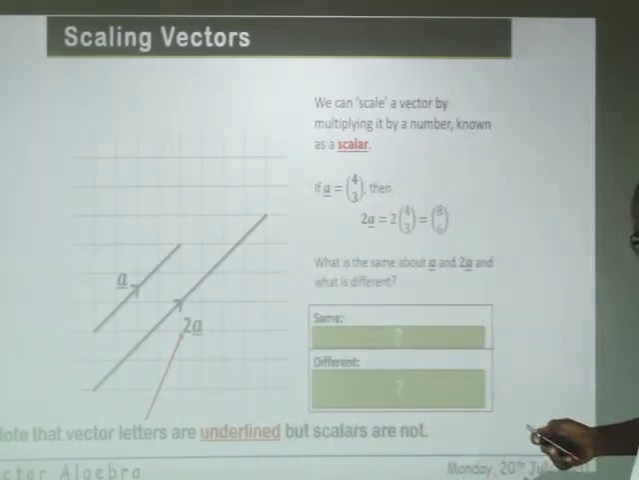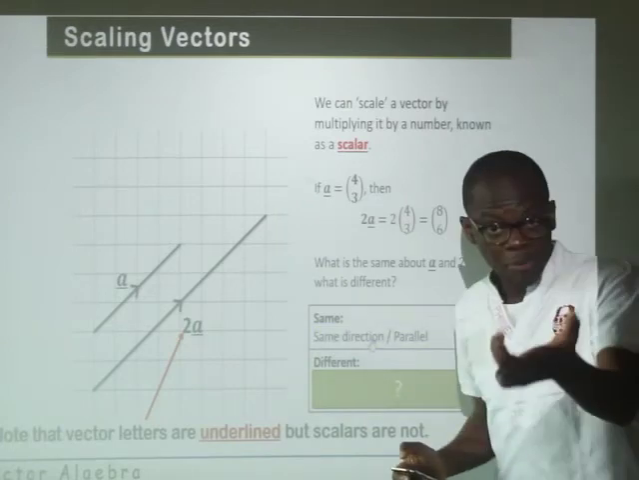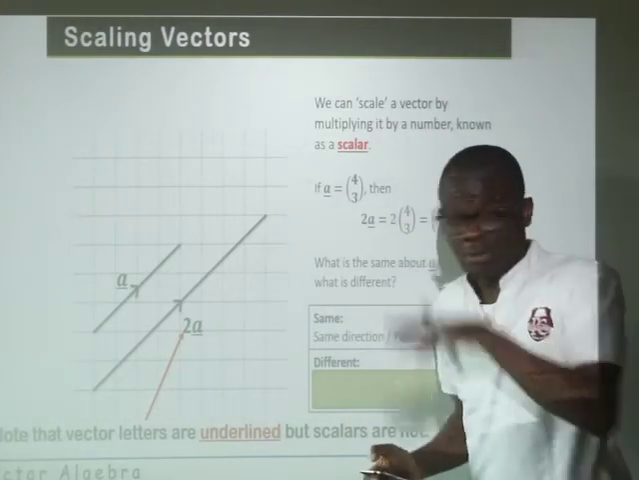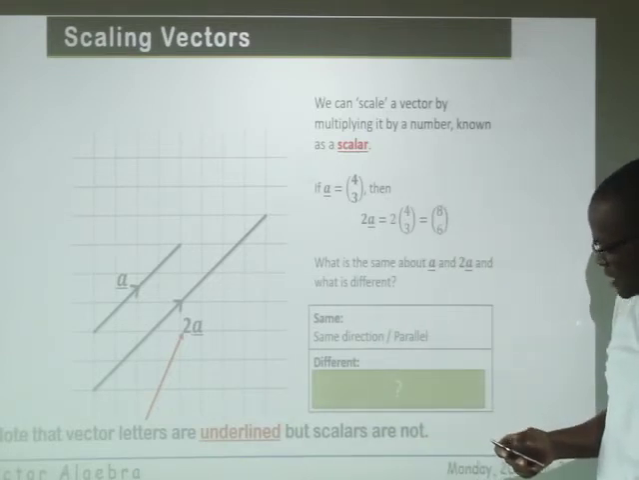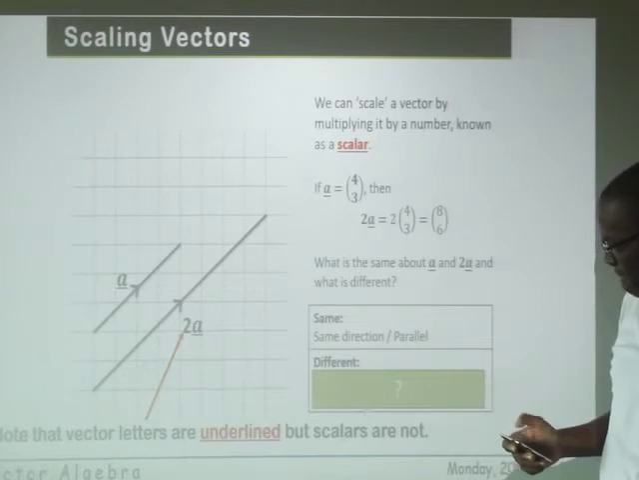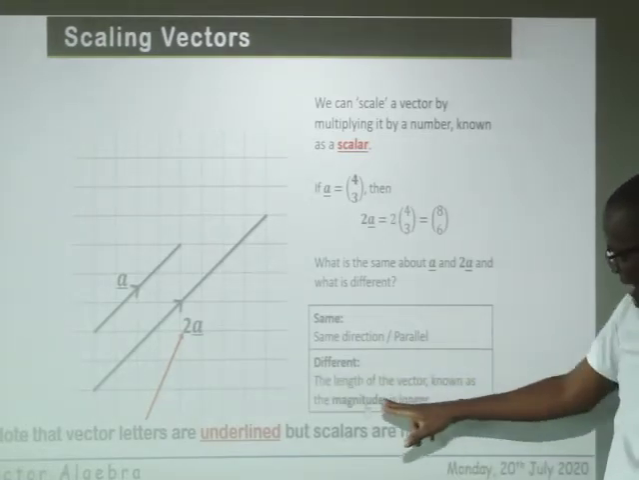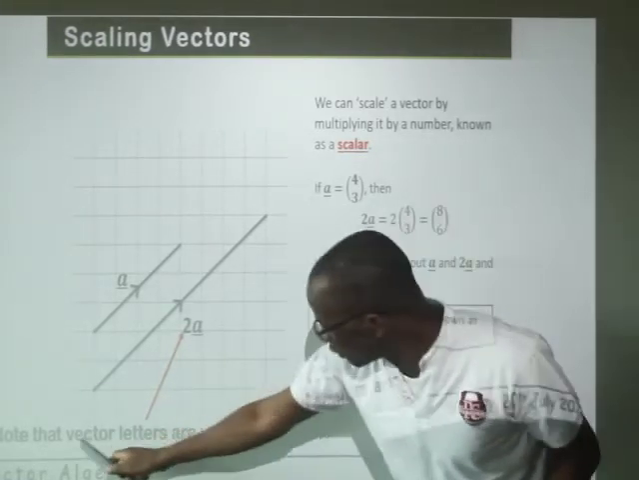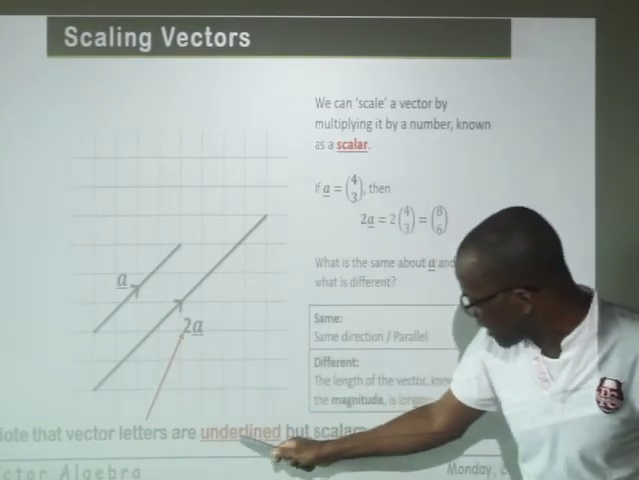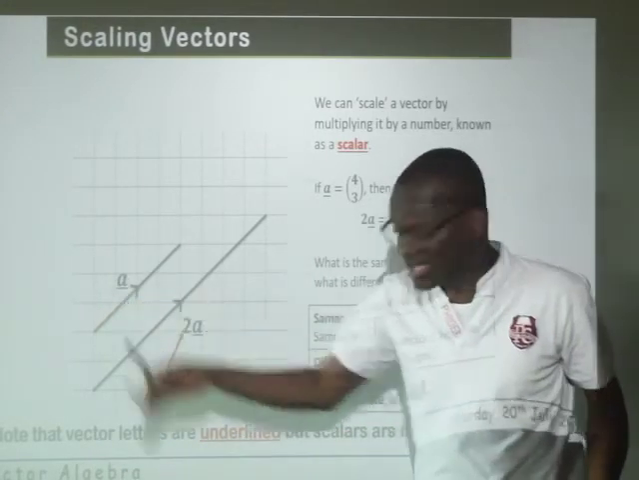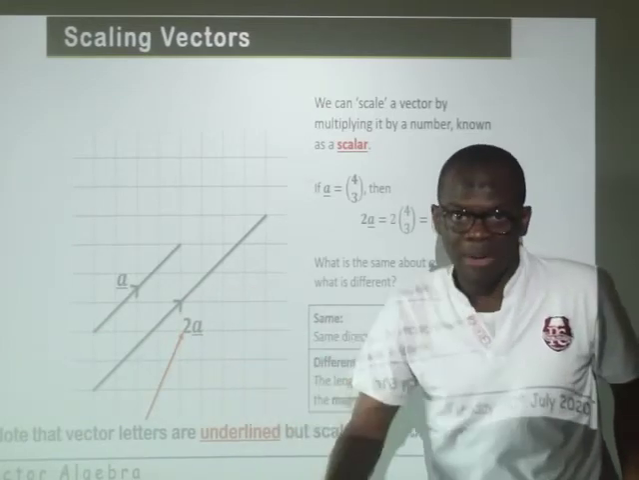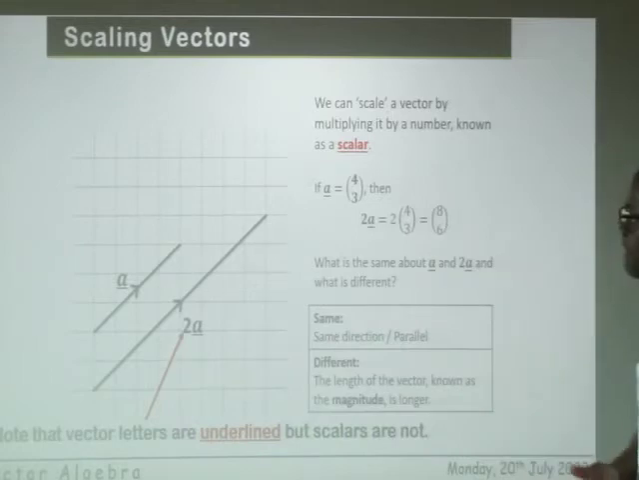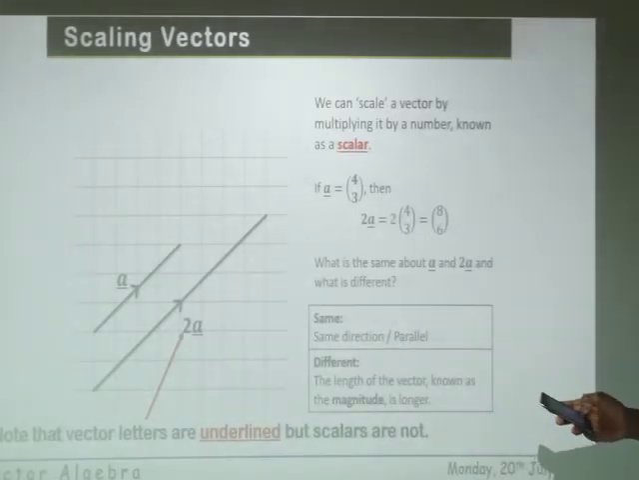So what's the same? They're both pointing in the same direction, meaning they're both parallel. What's different is the length of the arrows. One is shorter, the other one is longer. The length of the vector is known as the magnitude. Note that the vector letters are underlined. We normally underline the vector letters, but the scalar is not underlined because it's just a number which multiplies the vector. Okay, moving on very quickly.